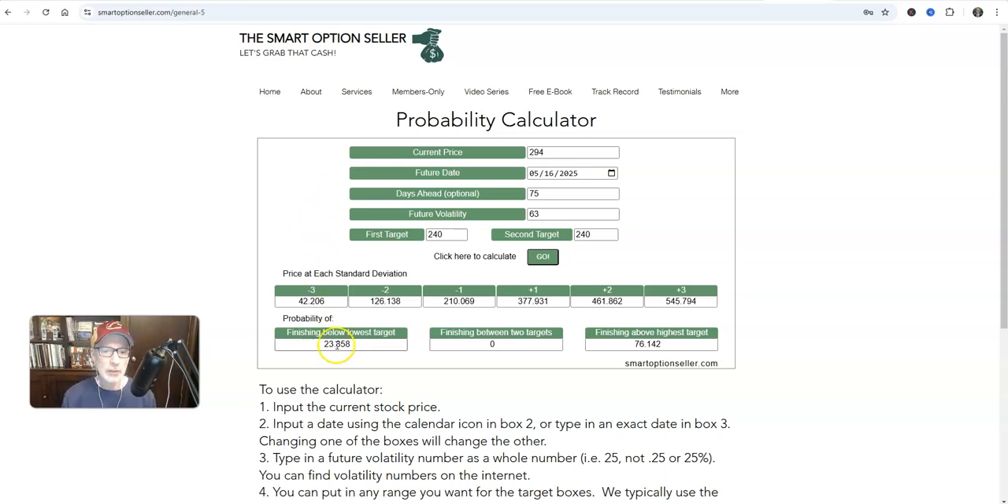Now, here's what you need to be careful with. Finishing below lowest target. Now, if you just want to collect the income, you don't want Tesla to fall below 240. So here's what the chances are of that happening. There's almost a 24% chance by May 16th that Tesla could finish below $240.